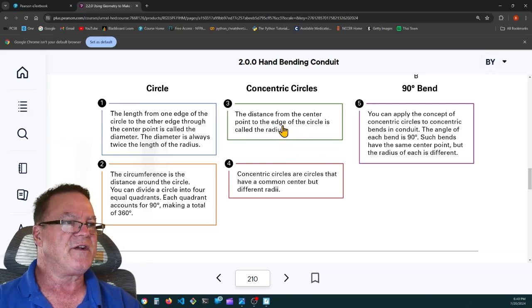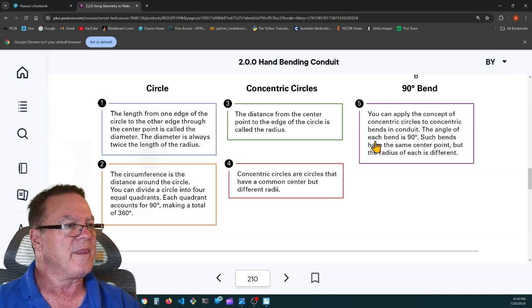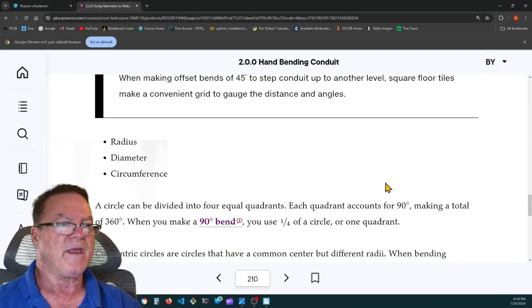The distance from the center of the point of the edge of the circle is called the radius. Concentric circles are circles that have a common center but different radii. And you can apply the concept of concentric circles to concentric bends in conduit. The angle of each bend is 90 degrees. Such bends have the same center focal point, but the radius of each is different. All right.